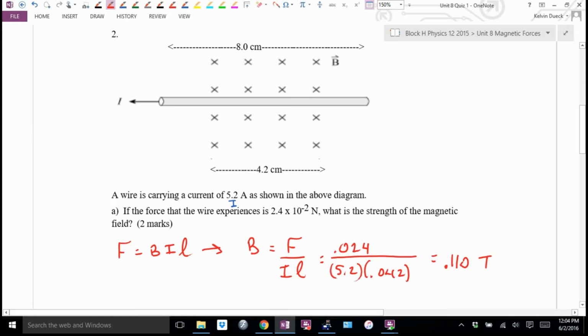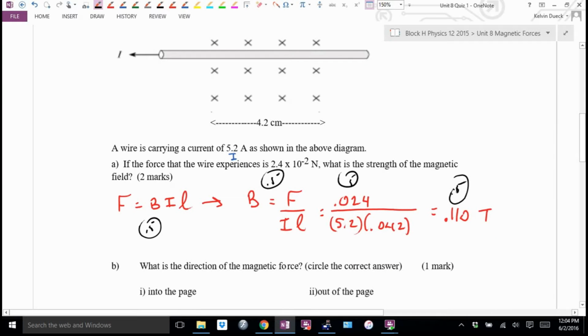2 marks, again, half mark if, change colors, Mr. Duke. Half mark if I saw that, half mark for that, half mark for the numbers, half mark for the answer. If you use the 8 centimeters, 0.08, I'd give you 1.5 out of 2. And I'd also think bad thoughts about you. Yeah, I said it.